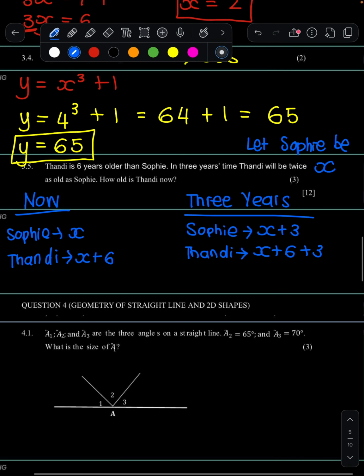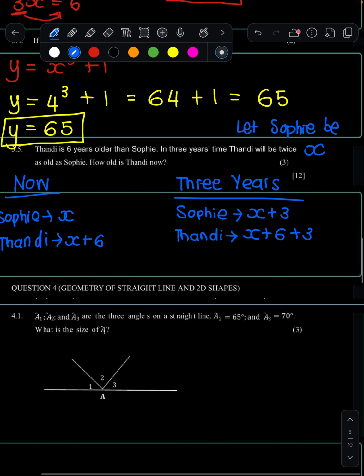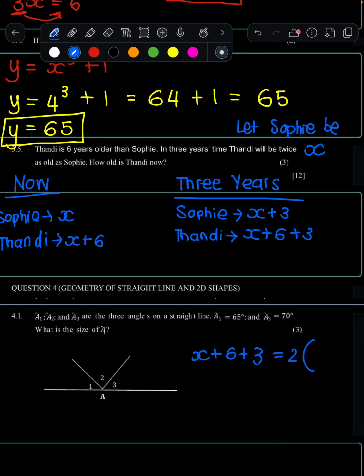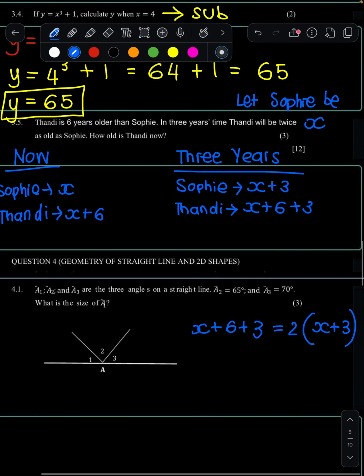So what we can do then, I'm just going to work in the space down here. In 3 years' time, Tandy's age, so her age is X plus 6 plus 3. It is going to be 2 times Sophie's age. So 2 times Sophie's age. And now we see we have an equation that we can solve. So on this side, we've got X plus 6 plus 3, so that is X plus 9.